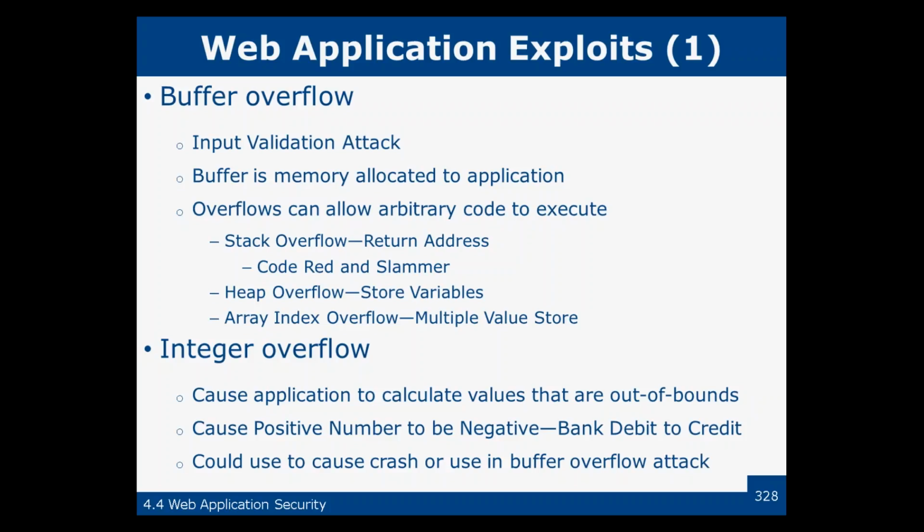The next one is integer overflow, which causes the application to calculate values that are out of bounds. And one of the examples that they gave is cause a positive number to be negative. A bank debit becomes a credit. If it were my bank, I would want it to go the other way around, that a negative number becomes a positive. But it could cause a crash or use in a buffer overflow attack.